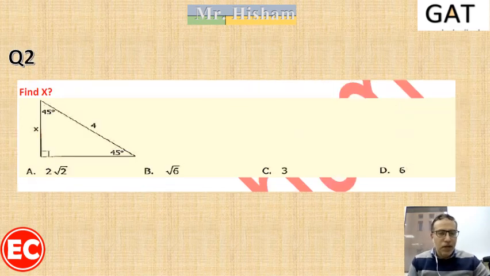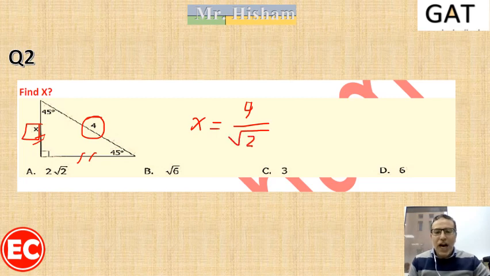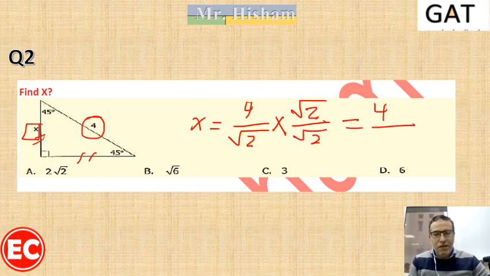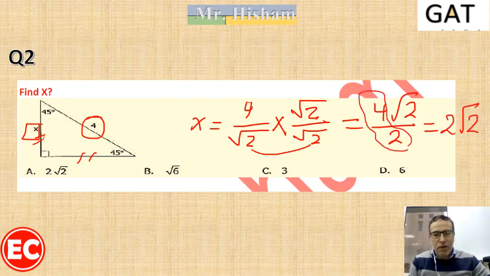Regarding question number 2, I also have the hypotenuse and I'm looking for one of the legs in a special right angle triangle because these two sides are equal as it's 45-45. So x is equal to 4 divided by root 2. How can I simplify it? I'm going to multiply up and down by root 2. So up is going to be 4 root 2 and down root 2 by root 2 is 2. 4 root 2 divided by 2 is 2 root 2, as I divided 4 by 2. So the right answer is A.